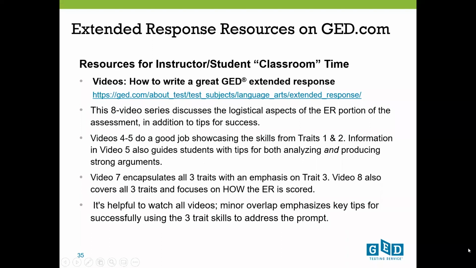If you're pointing out where a particular passage has a stronger argument and is really analyzing and giving a lot of support, you can model your own writing off of that and do the same thing. Video 7 encapsulates all 3 traits, but it emphasizes trait 3. And video 8 also covers all 3 traits and focuses more on how the ER is scored. So when I went through this, I decided that I think it's helpful to watch all the videos together.